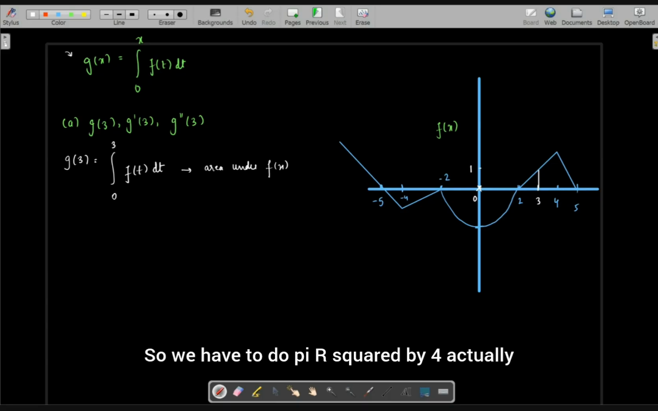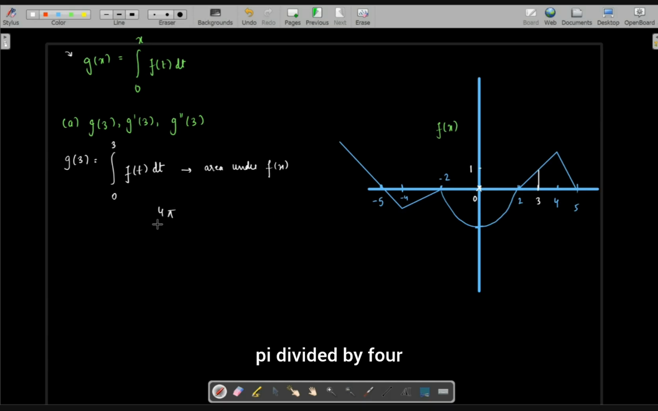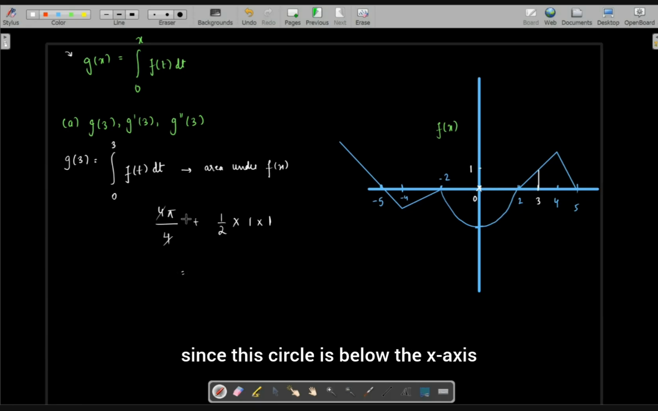So we have to do pi r squared by 4. Pi r squared is the area of the whole circle, and this is a quarter part. Radius is 2, so 2 squared is 4, times pi, divided by 4, plus the area of this triangle. Half times base times height: base is 1 and height is also 1. The 4 and 4 get cancelled. One more thing: since this circle is below the x-axis, it will be negative. So minus pi plus 1/2. That will be the value of g of 3.